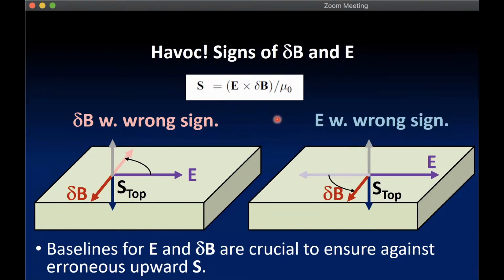And that's one of the basic reasons for erroneous upward Poynting flux. Not that the Poynting flux can never be upward, but that's one of the reasons for getting a lot of erroneous upward Poynting flux, is that these quantities E and delta B are not always the easiest things to measure. And sometimes if there's an uncertainty, it can lead to those kinds of things. We'll come back to that a little bit later on.